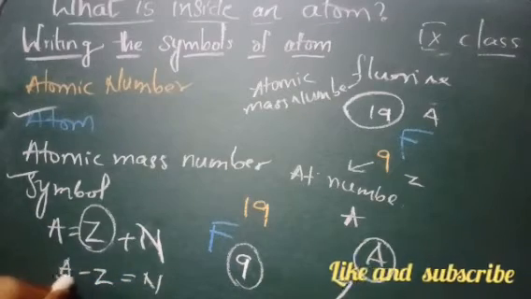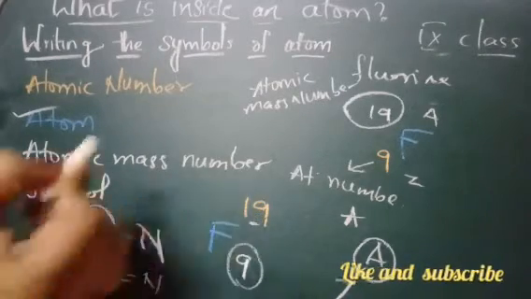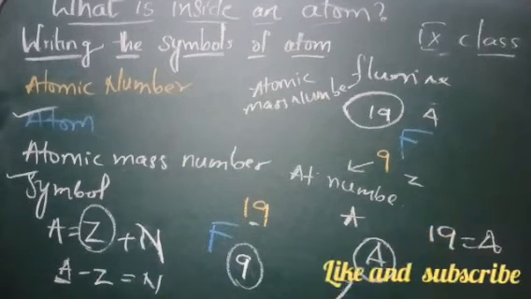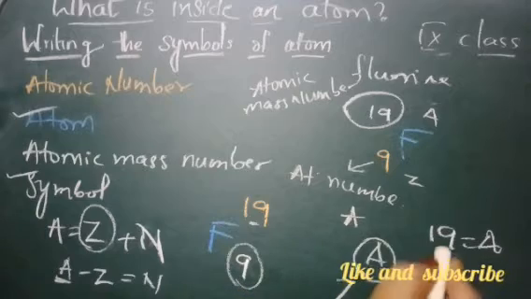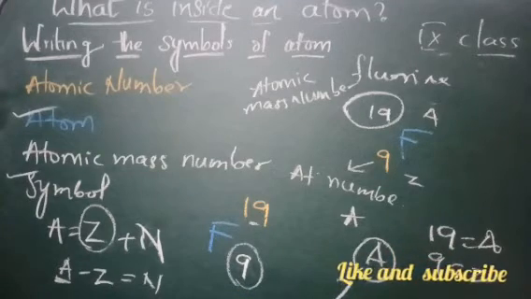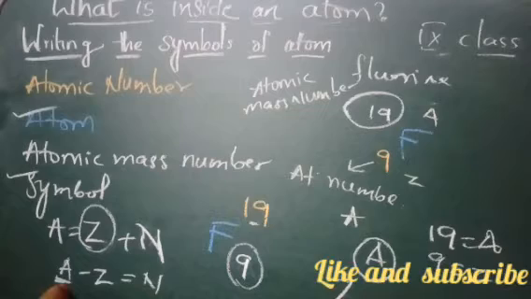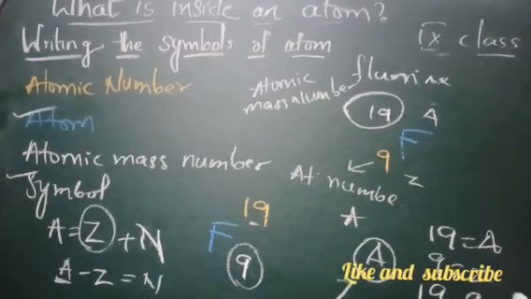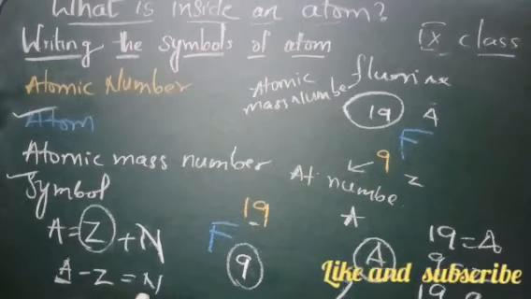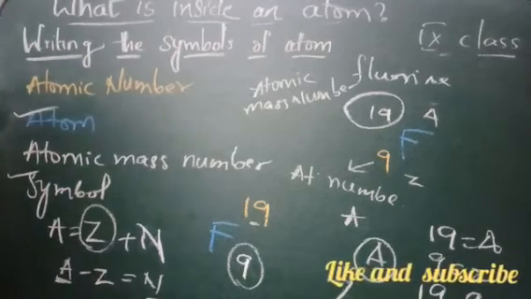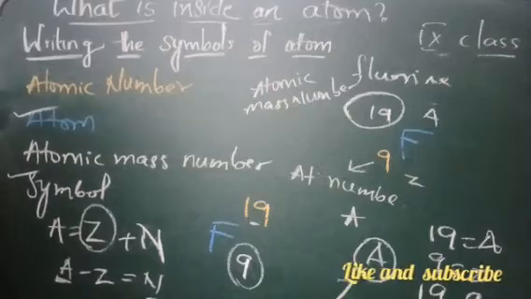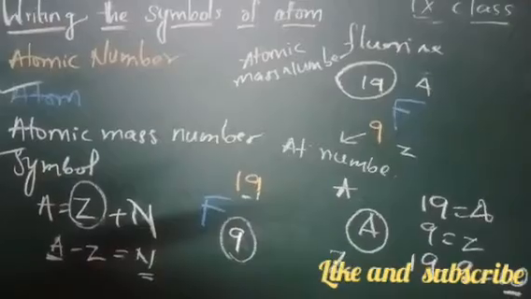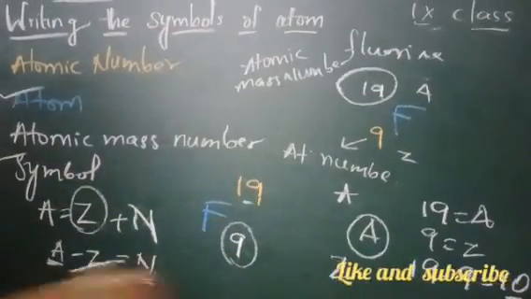So, now what is the atomic mass number A? A is equal to 19 and Z is equal to atomic number 9. Right? So, what we will do? We will do A minus Z. So, that is 19 minus 9 is equal to 10. So, 10 is what? It's our number of neutrons. Okay? So, the number of neutrons present in the atom is nothing but 10.